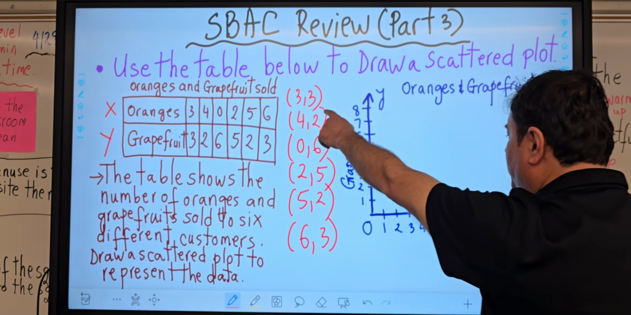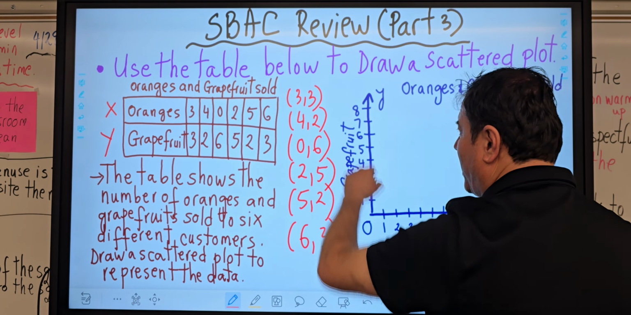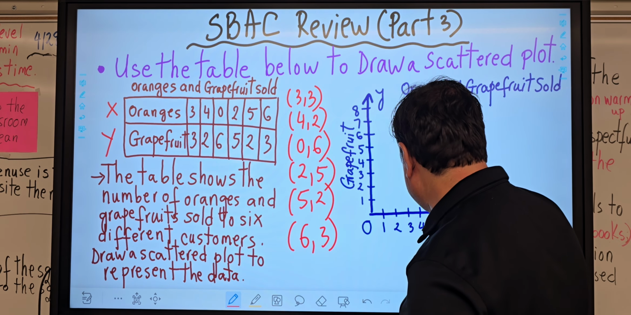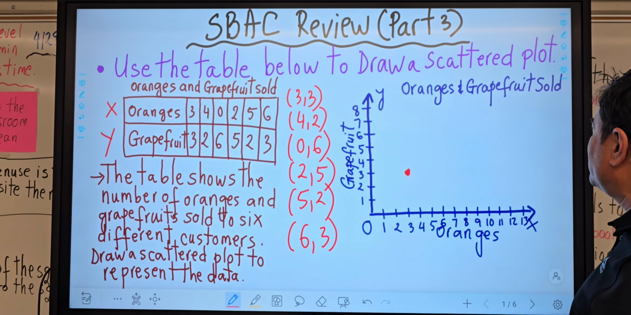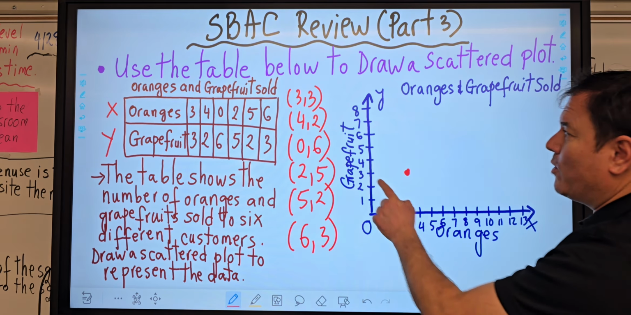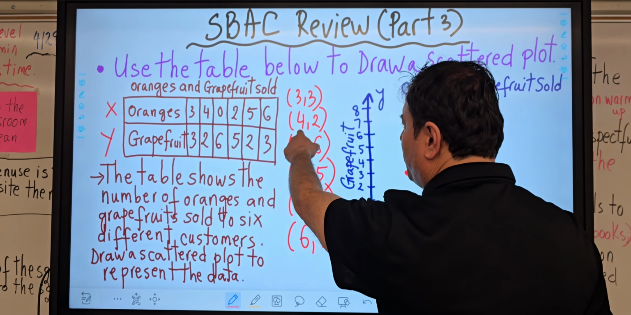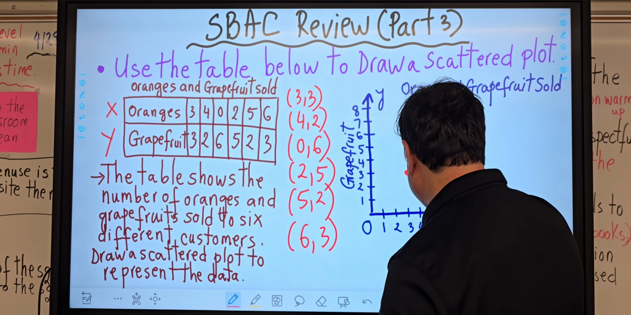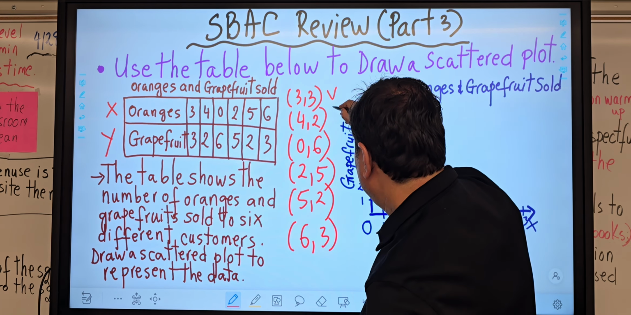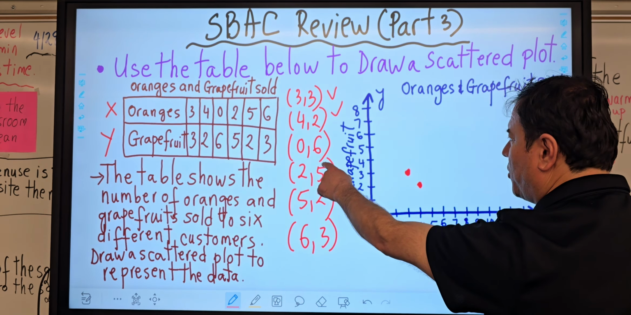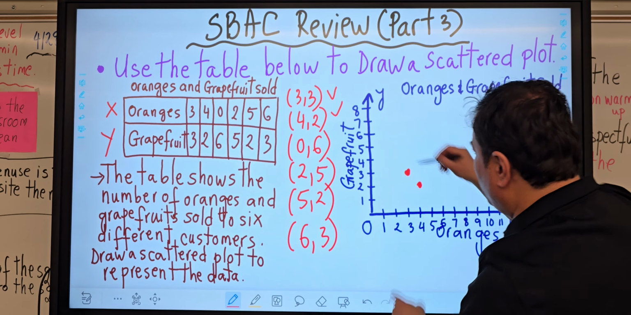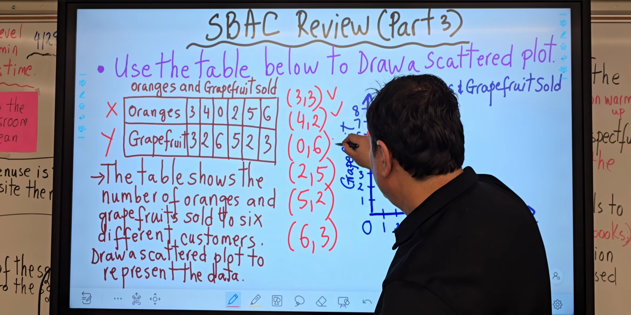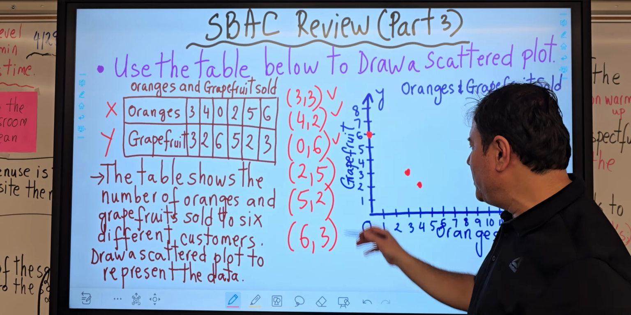So the first one we have 3, 3. So x is 3, y is 3, so it's somewhere right here. That's the first scatter plot dot. The second one we have x is 4, y is 2, right here. Next one we have x is 0, y is 6. It goes right here. Then we have x is 2, y is 5.